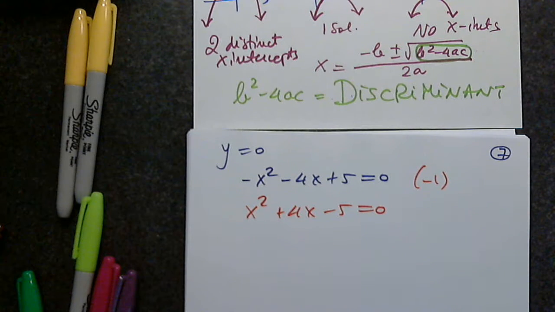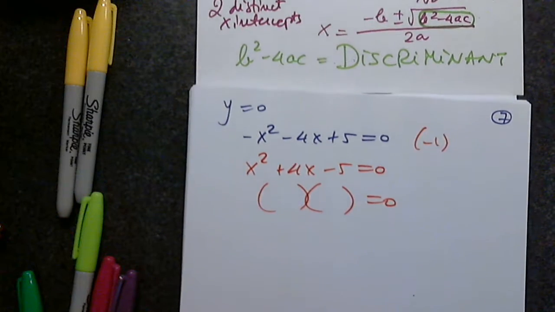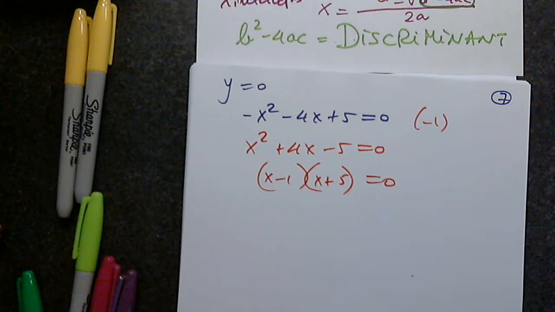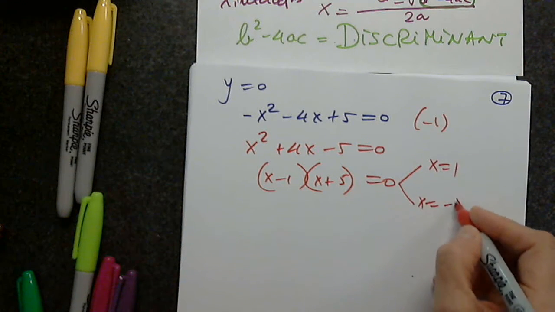Quadratic formula, or yes, if it takes a blink, I'll factor. If it takes more, quadratic formula. Can I factor this in a blink? Yes, I can. So what is it? Good. So there are two options, x equals 1 and x equals negative 5.